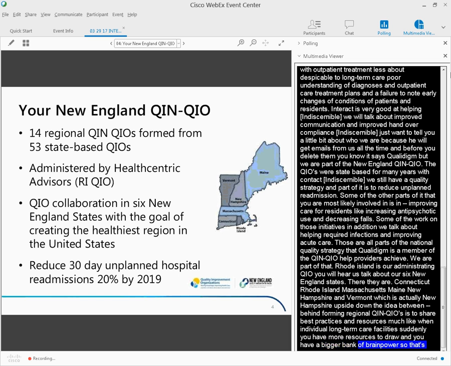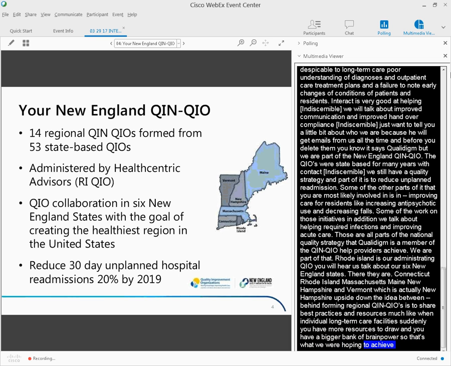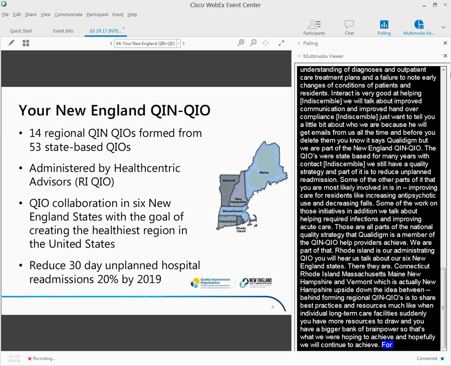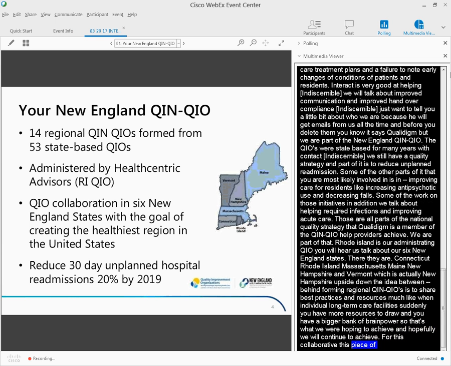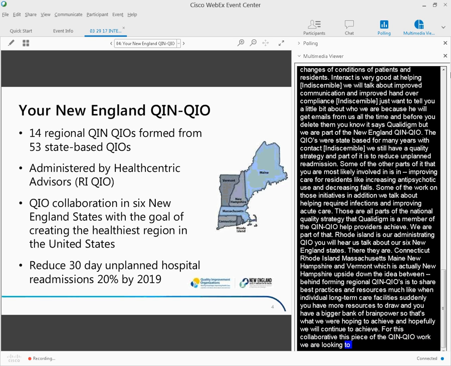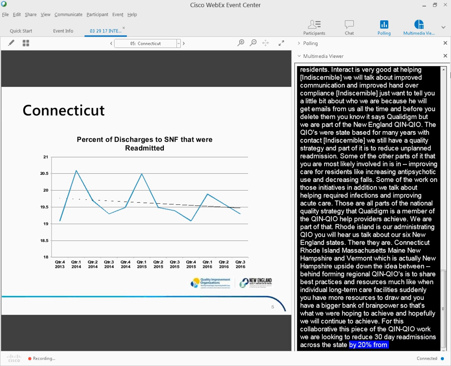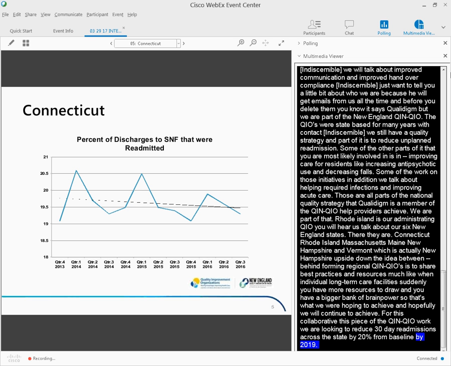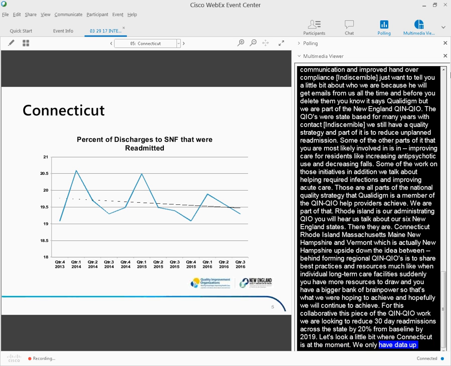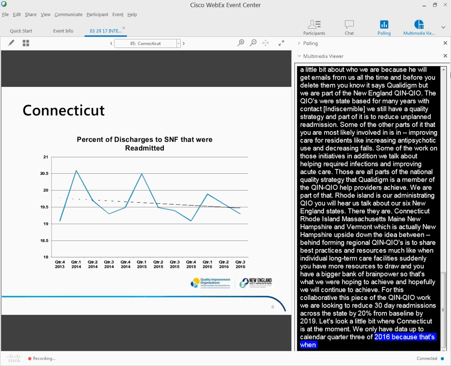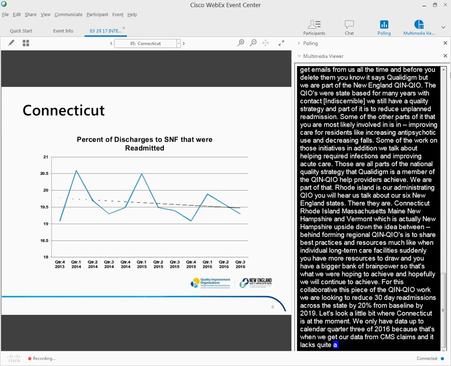So for this collaborative, for this piece of the QIN-QIO work, we're looking to reduce 30-day unplanned hospital readmissions across the state by 20% from baseline by 2019. So let's look a little bit at where Connecticut is at the moment. And we only have data up to calendar Q3 of 2016. That's because we get our data from CMS claims, and it lags quite a bit behind. But just to give you an idea, we're trending down in 30-day unplanned readmissions ever so slowly from SNS.